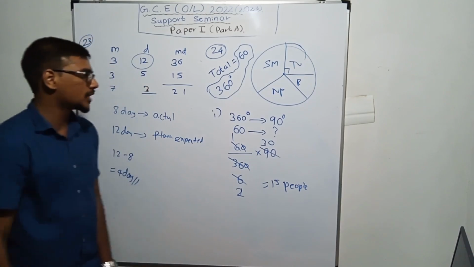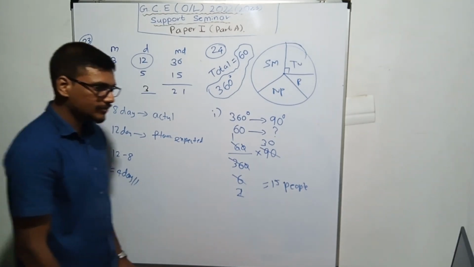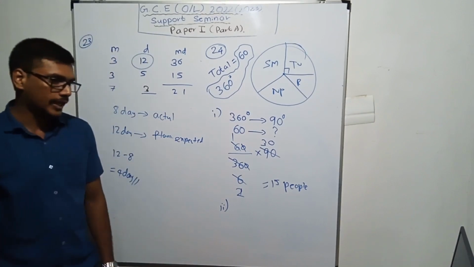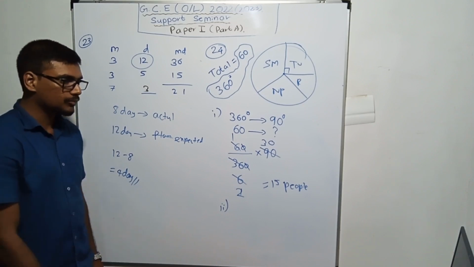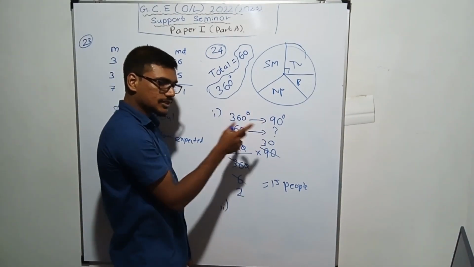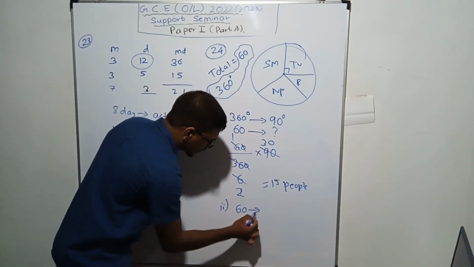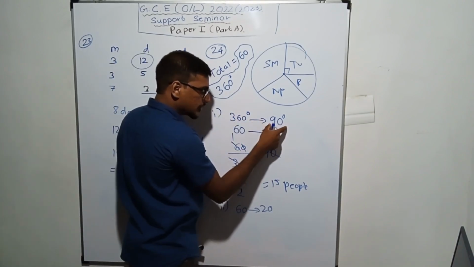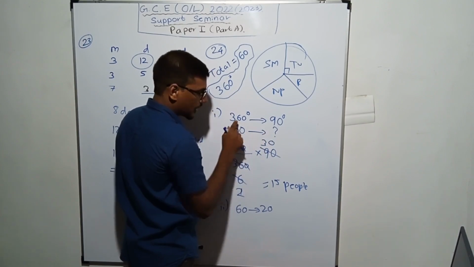Okay. Roman number 1, I think it's clear. So in Roman number 2, what are they asking? Find the central angle of the segment representing social media, if the number of people who like social media is 20. Now the same thing, but they have given us the number of people in social media. Earlier, since the angle was given, I took the angle, and we wanted to find the number. Therefore, I took that method.